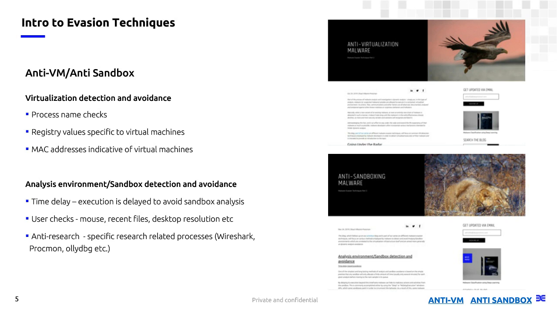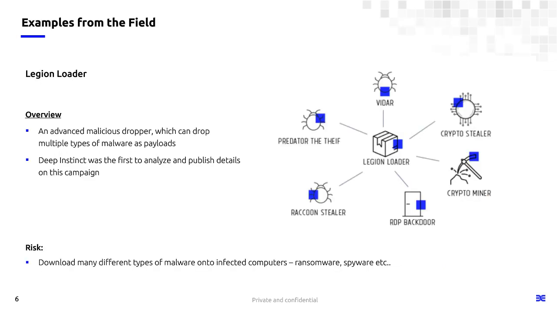This ends the first, the introductory part of the presentation, and now I'd like to move on to examples from the field. As I said in the beginning of the presentation, these are all examples that were caught in Deep Instinct customer sites, and Deep Instinct was the first to analyze and publish on this malware. This is also all available in our blog, and in our blog there are many more details on each of the campaigns that I'll discuss here. What I'd like to focus on here is for each of the campaigns, I'll provide an overview of the campaign and explain the risk if this campaign was not prevented. And then I'd like to provide examples of what evasion techniques we saw in this campaign.